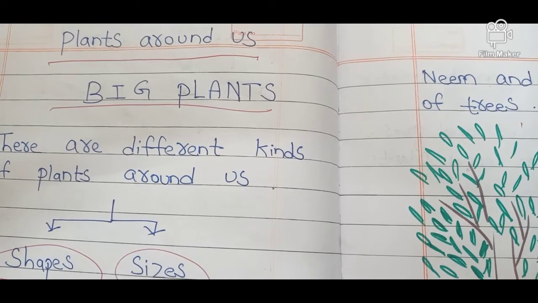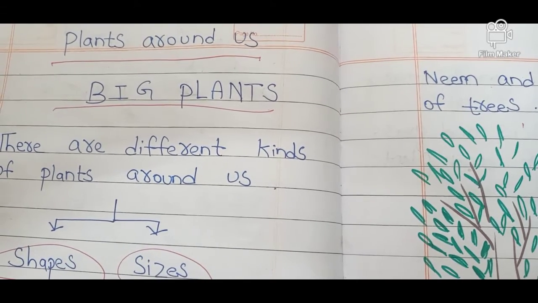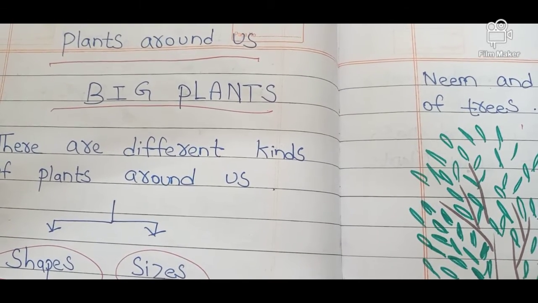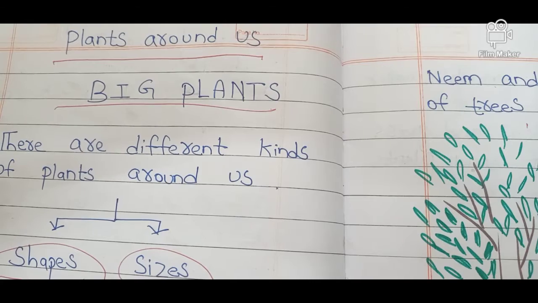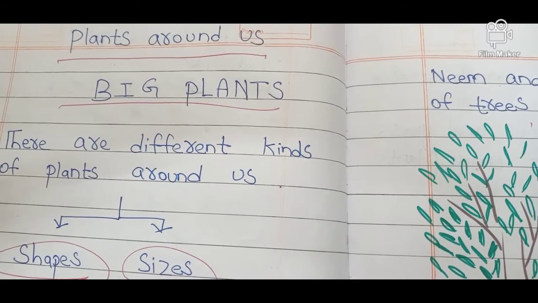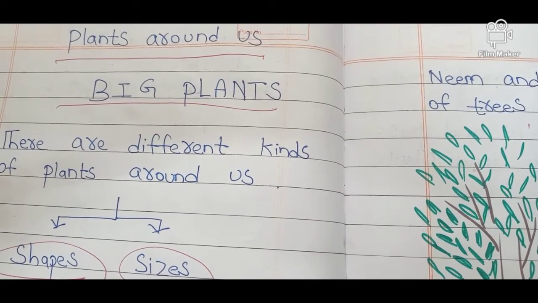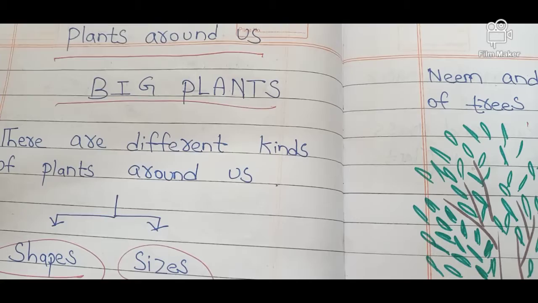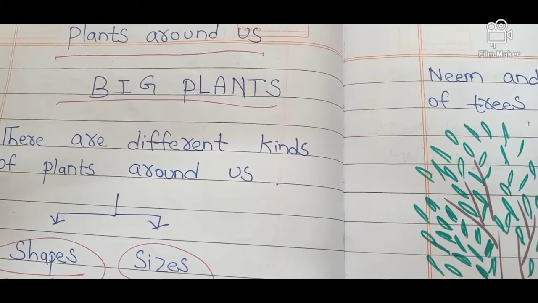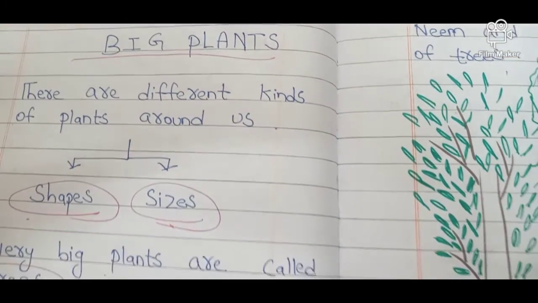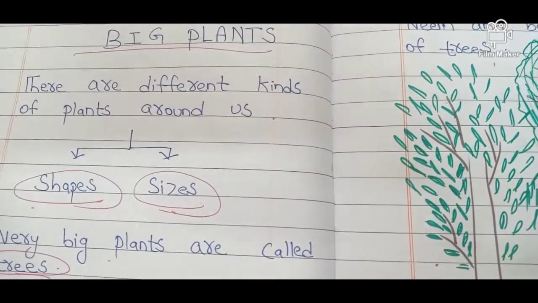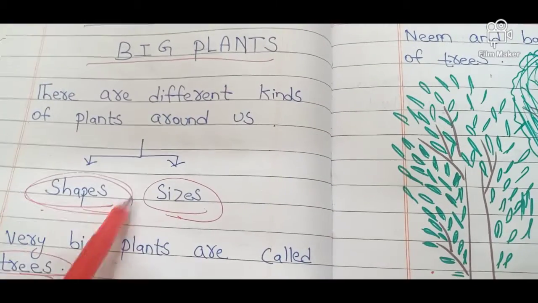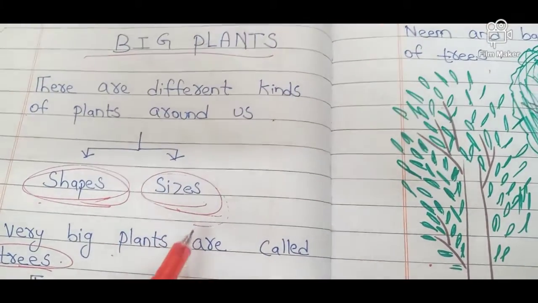Children, have you ever noticed plants? There are different types of plants. Big plants, small plants. Okay children, there are different kinds of plants around us with different shapes and sizes.